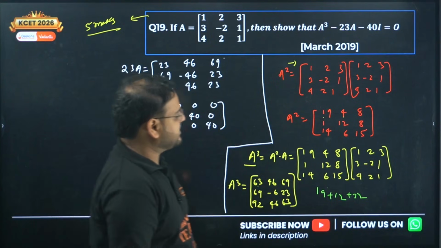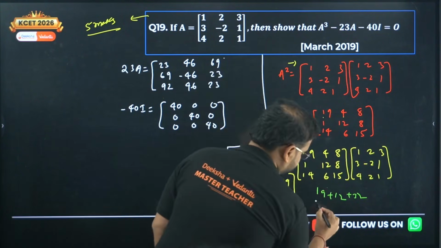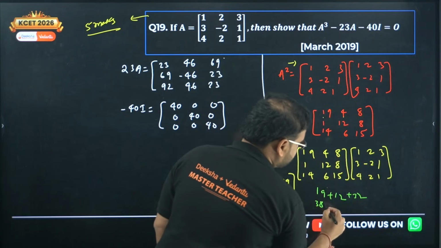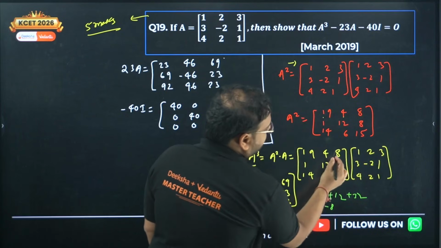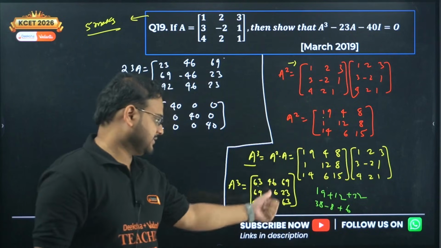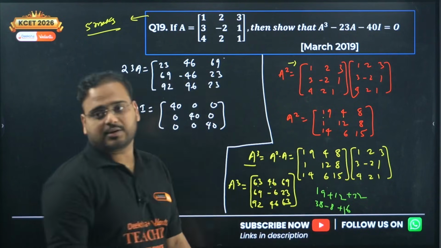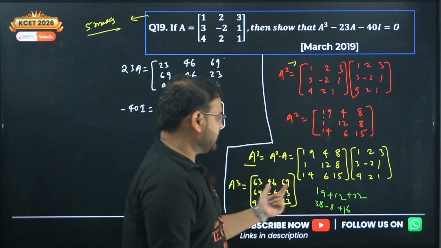Next. Same way. 19 into 2, 38. 4 into minus 2, minus 8. And 8 into 2 is 16. So I get here 38 plus 8, 46. 16 and minus 8 is there, no? It will become plus 8. So 46 and so on.